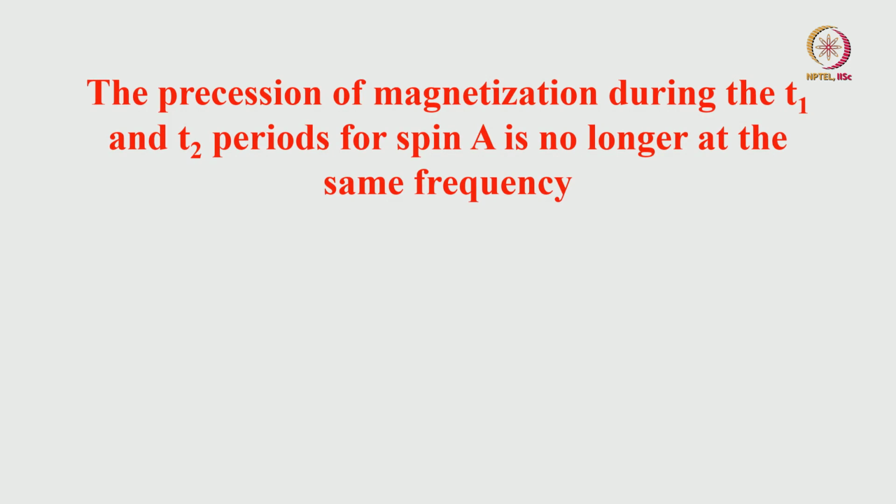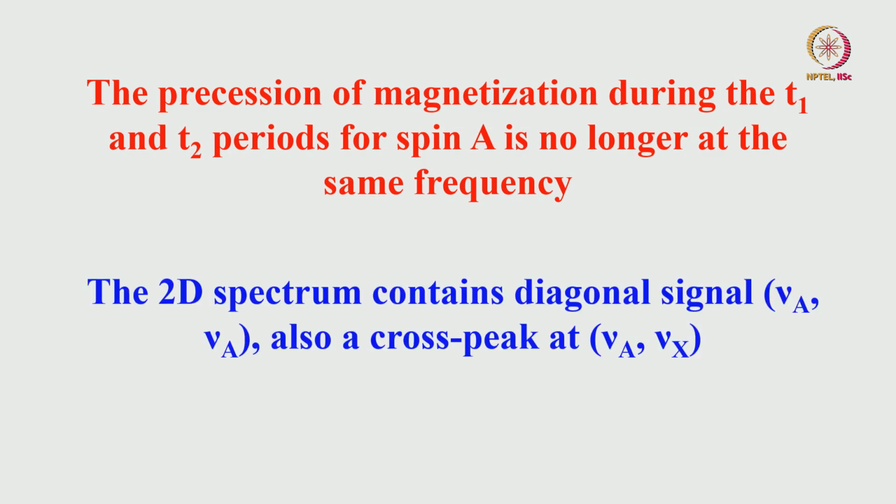So the precession of magnetization during the T1 and T2 periods for spin A is not identical. They are no longer at the same frequency. See, for the spin A, in the T1 period it is at frequency A, in the T2 period it has frequency nu A comma nu X. So we have two frequencies for this peak. One comes on the diagonal, which comes at the identical frequency of its own in both dimensions, and also you get a cross peak which comes at the frequency of its own and also a peak at the corresponding frequency of the X spin. Here frequency, I mean, is the chemical shift.